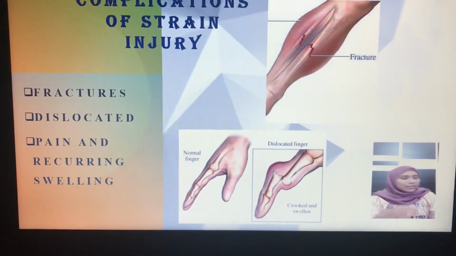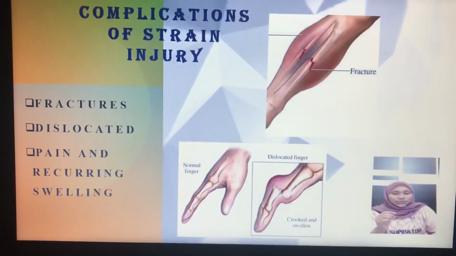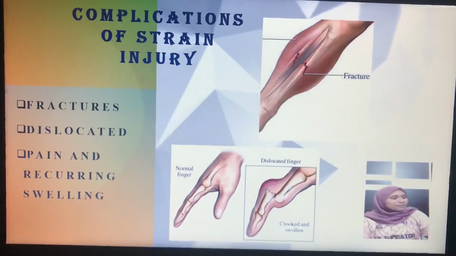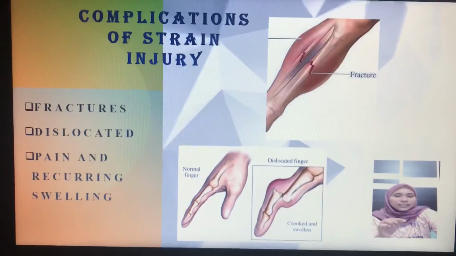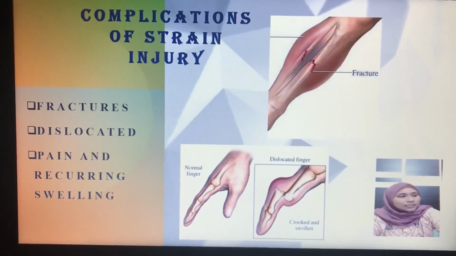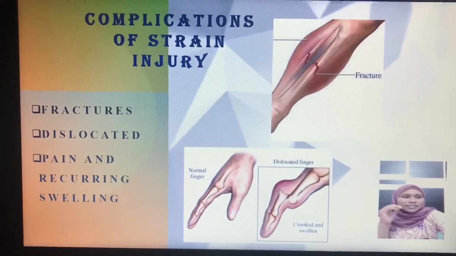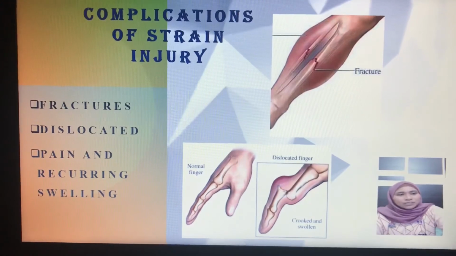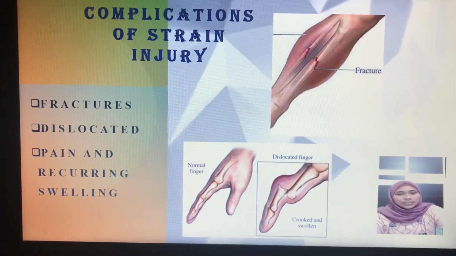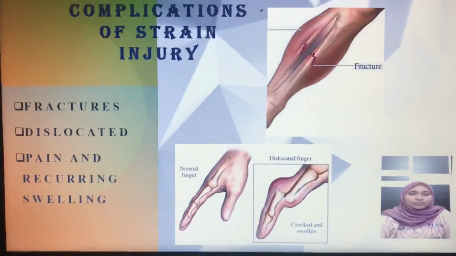Next, I added some information for you. If you are unable to use or tighten a strained muscle, it may mean that the tendon attached to the muscle is ruptured. And last, if you twist your knee and feel a tearing sensation followed by severe pain, it could be a cartilage injury. So the complications are fractures, dislocation, pain and recurring swelling. Also, like what I said, it can be cartilage injury. So that's all for me. Thank you.